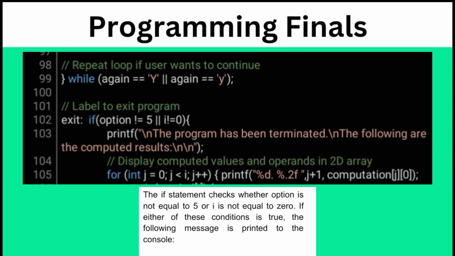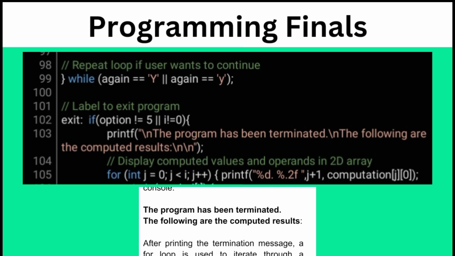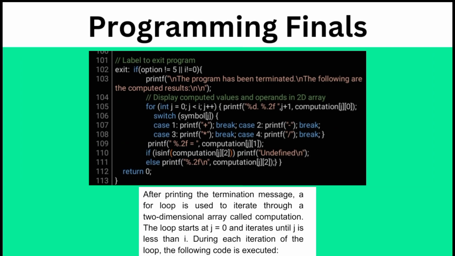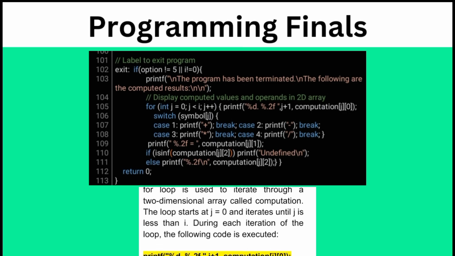The if statement checks whether option is not equal to 5 or i is not equal to 0. If either of these conditions is true, the following message is printed to the console. After printing the termination message, a for loop is used to iterate through a two-dimensional array called computation. The loop starts at 0 and iterates until j is less than i. During each iteration of the loop, the following code is executed.